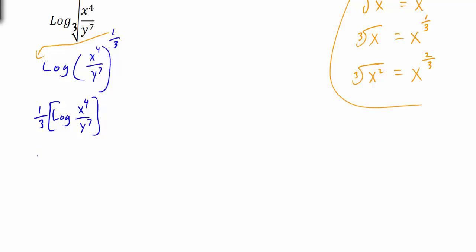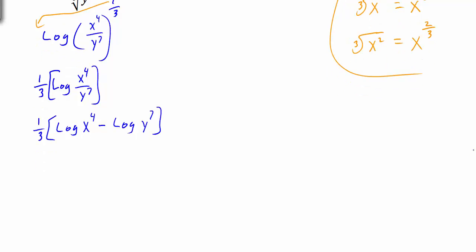So now we're going to leave the 1/3 alone. And now we just look at log of x to the fourth, y to the seventh. Well, here the main operation is division. So we can split the division into subtraction. So that's log of x to the fourth minus the log of y to the seventh. And then we can take care of the exponents.